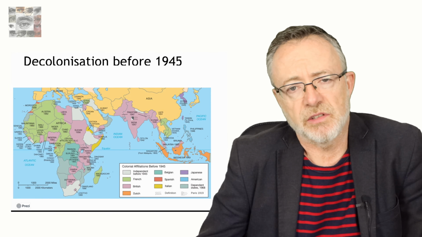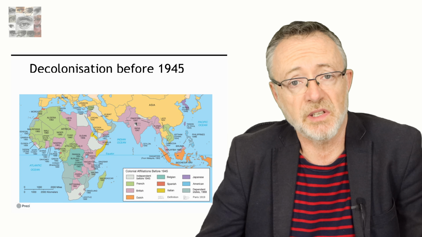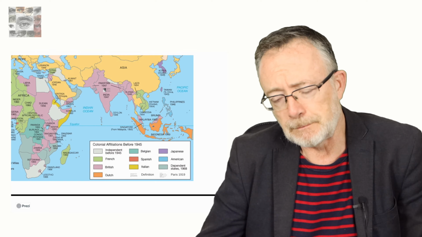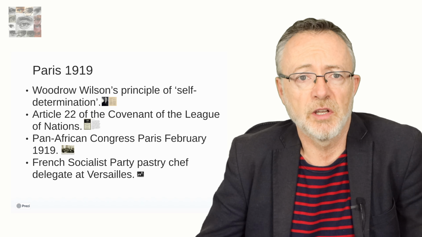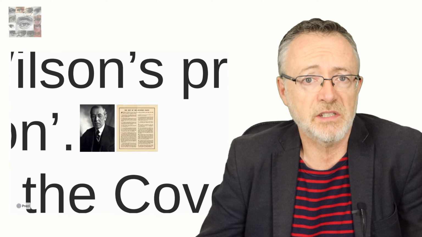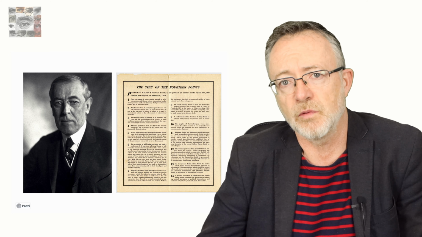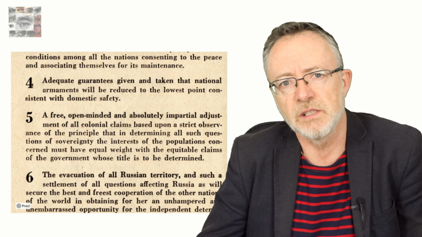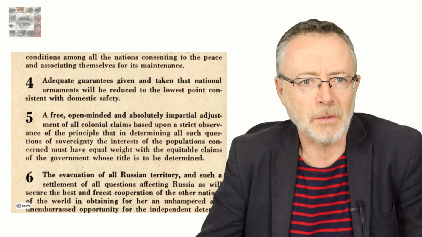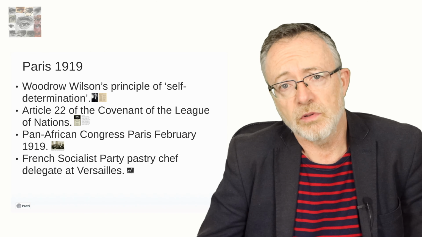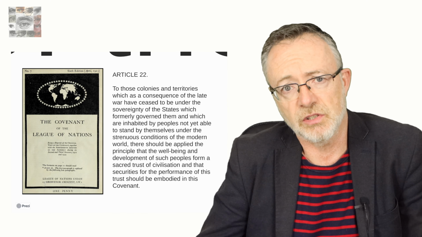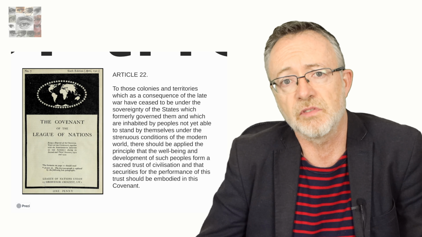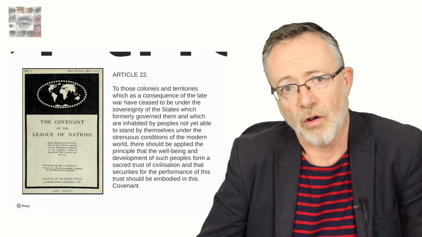A key turning point in the history of decolonisation was the First World War, and in particular the Paris Peace Conference that followed it. The American president, Woodrow Wilson, and his principle of self-determination, of people controlling nations and their political destiny, was one of the key principles of his famous 14 points. But he also spoke explicitly of the need to be concerned with colonies and the interests of the populations concerned. This was reinforced with Article 22 of the Covenant of the League of Nations. This new international organisation was concerned with what it called the sacred trust of civilization for the well-being and development of colonial peoples.